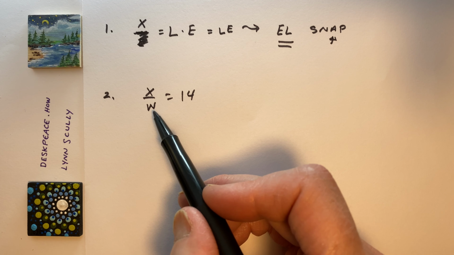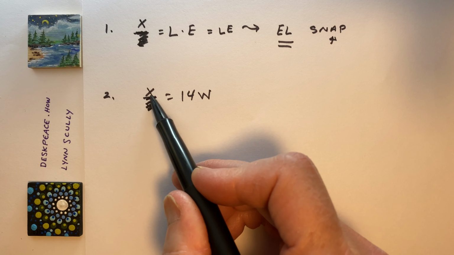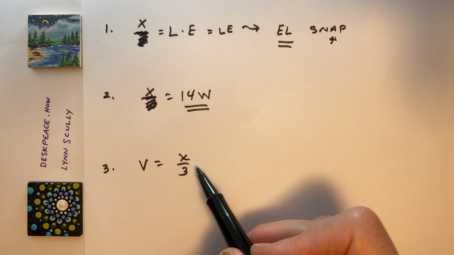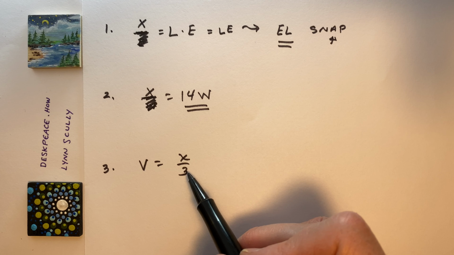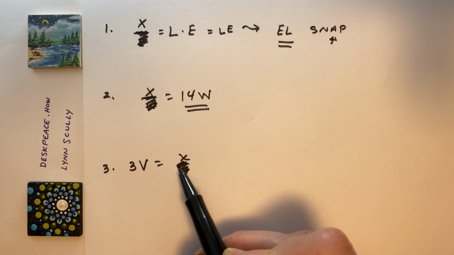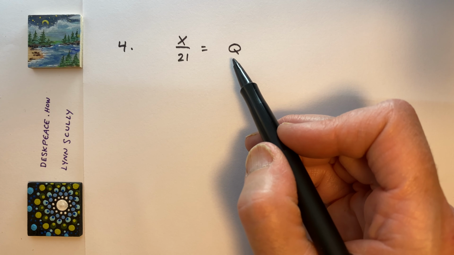I want to get x alone. W is attached by division, move it by multiplication to the other side of the equal sign. X equals 14w. Number 3, v equals x over 3. I want to get the x alone. 3 is attached by division, move it by multiplication to the other side of the equal sign. X equals 3v. Number 4, x over 21 equals q.